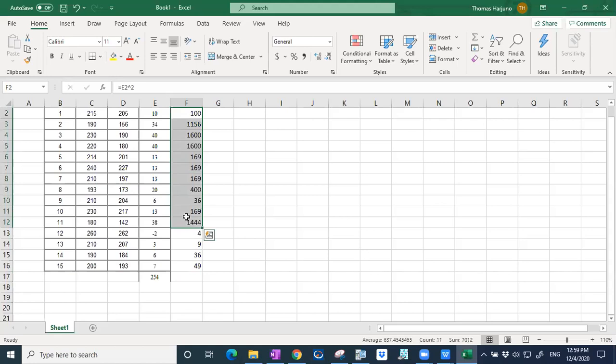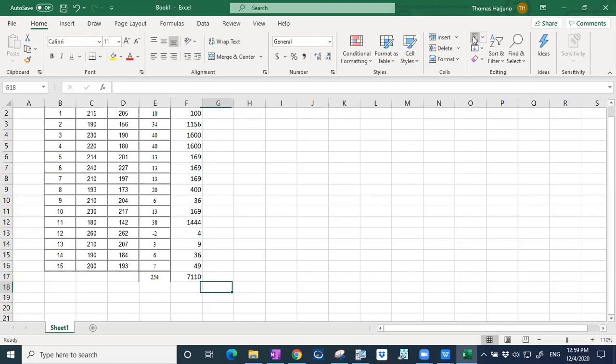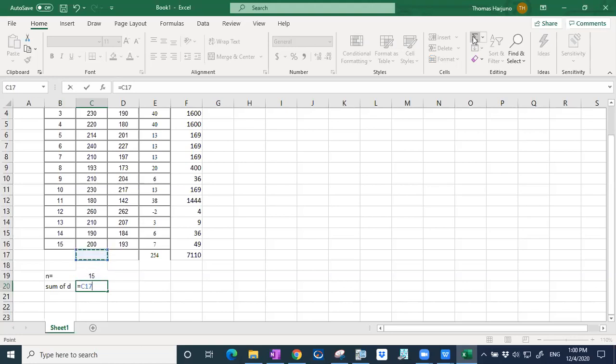This guy. Why does this... is the sum? Okay, now it works. Okay. Now then, so that's the D squared, the sum of D squared. My N is 15. My sum of these is 254. Sum of D squared is 710.